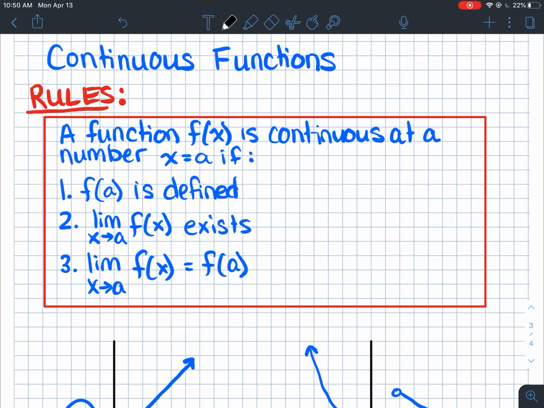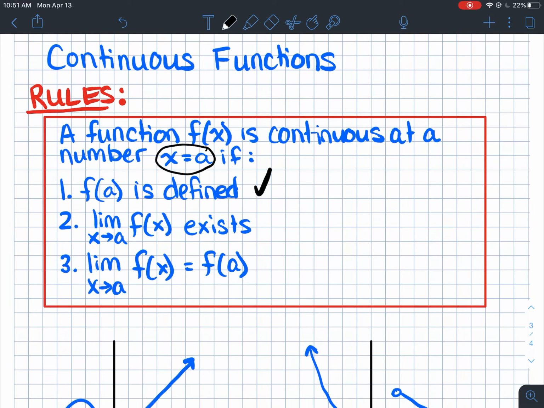We say that a function f of x is continuous at a number x equals a if these 3 things are true. First of all, there has to be a y value. So f of a is defined. That just means wherever you're talking, x equals 2, then there is actually a y value at x equals 2. So f of 2 is defined. Otherwise, obviously, it's not going to be continuous because it doesn't exist in a certain spot.